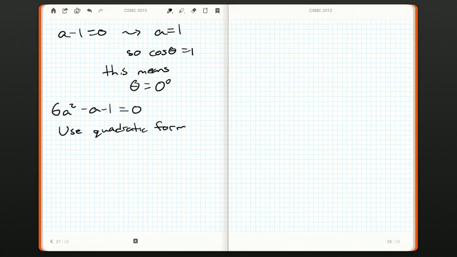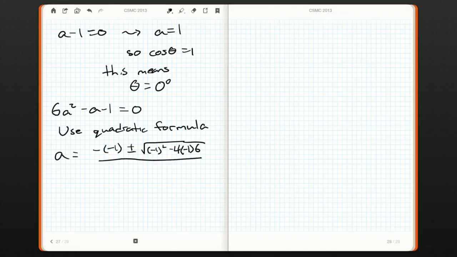We use the quadratic formula. So that's a is equal to negative b, so that's negative of negative 1, plus or minus square root of b squared minus 4ac, all over 2a.